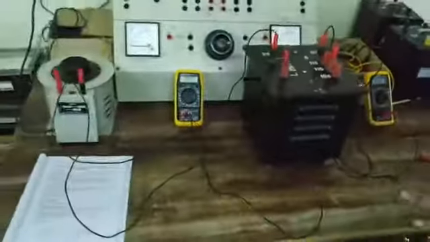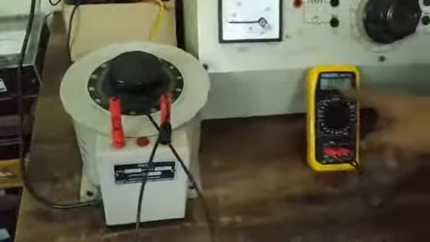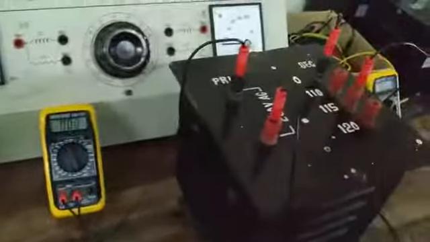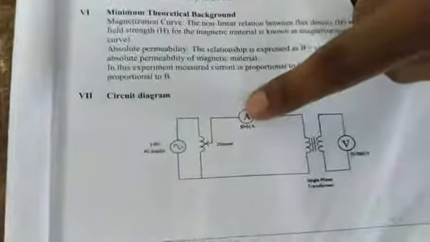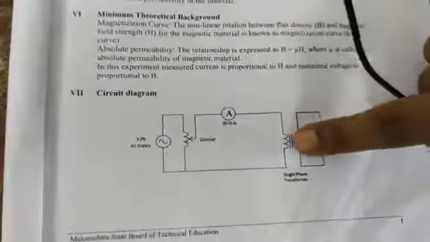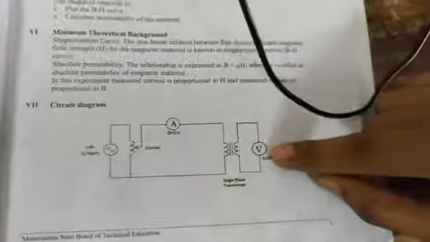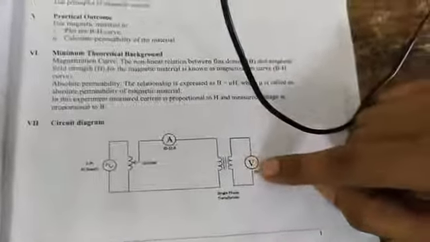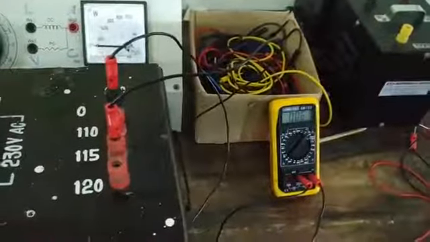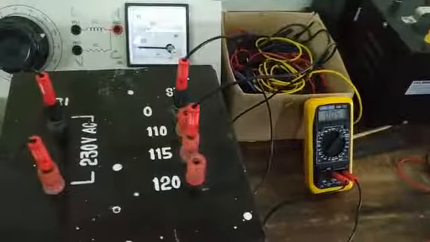Just I am repeating once again. This dimmer is connected to the multimeter, right? And the multimeter is connected to the transformer. You can see in the diagram. This is the dimmer. Dimmer is connected to the multimeter, that is ammeter, and the ammeter is connected to the transformer, right? And this is the output of the transformer, which is given to the voltmeter. Now most of our work is done.